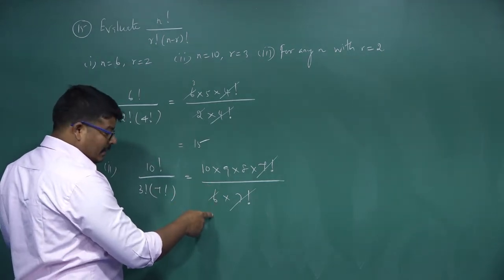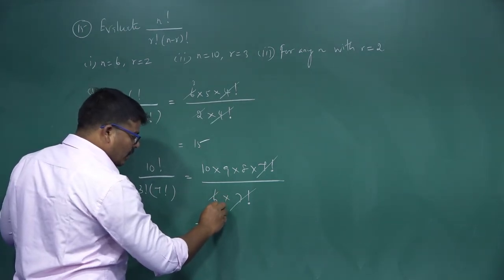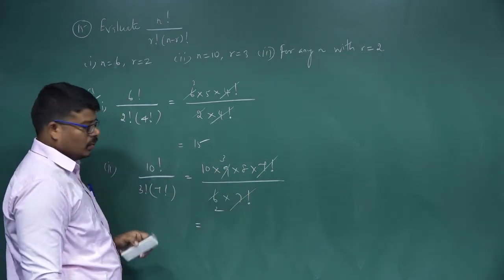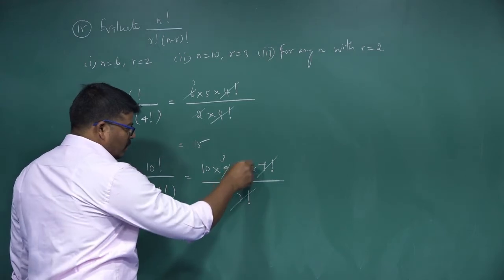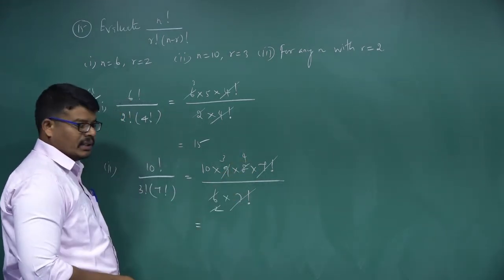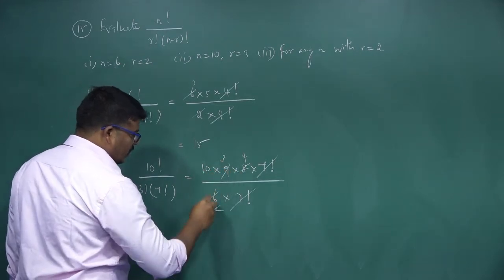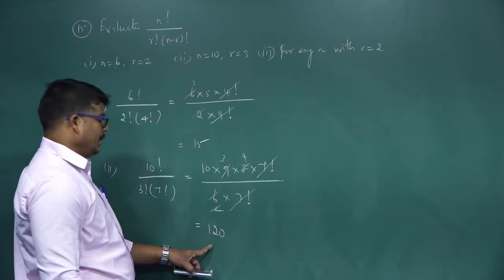Numerator and denominator are divided by 2, that is the 2 table or 3 table. 2 3s are 6, 3 3s are 9. Next, again the 2 table cancels: 1 2 is 2, 4 2s are 8. Next, 3 4s are 12. 12 into 10 is 120. That is the answer: 120.